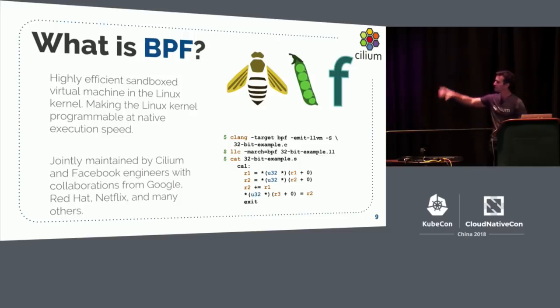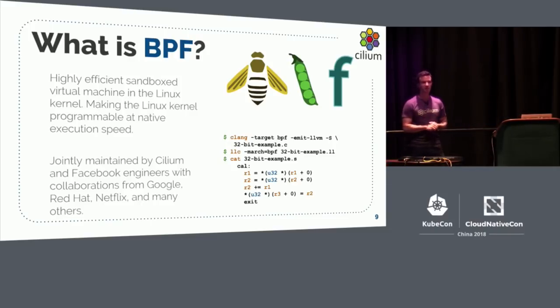What is BPF? That's the official, semi-official logo. BPF, highly efficient sandboxed virtual machine in the Linux kernel. That's the academic version. What it really means is it's making the Linux kernel programmable at native execution speed. And that's really, really, really powerful. This is driving a lot of stuff that's happening inside of the Linux kernel right now. The technology is jointly maintained by an engineer from us and an engineer from Facebook, and then we have many collaborators across the board. We'll talk a bit about that.